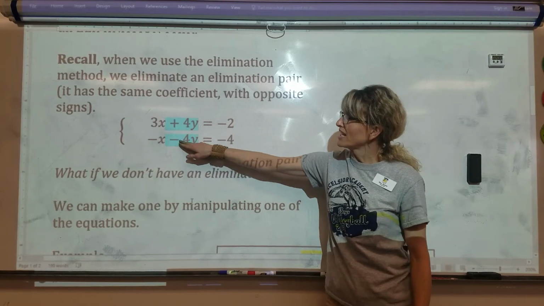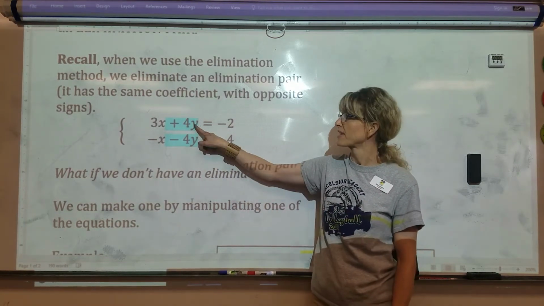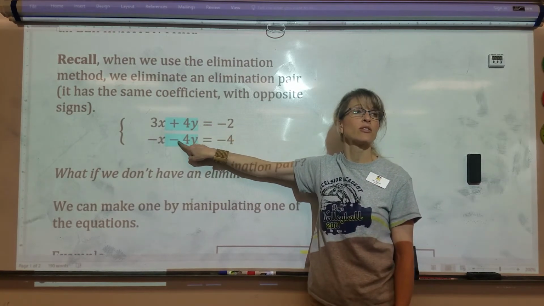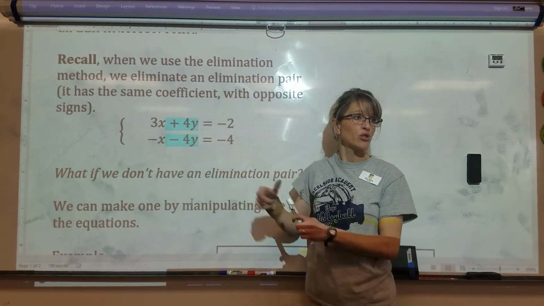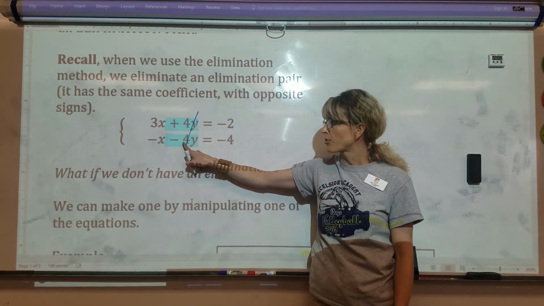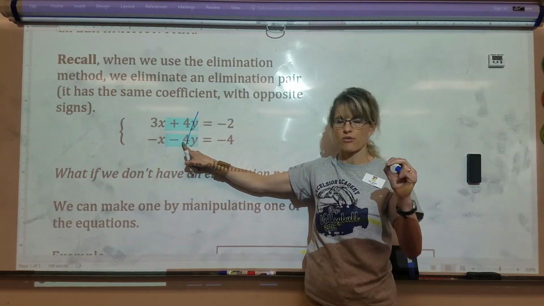Plus 4y and minus 4y, that's an elimination pair. An elimination pair: same variable, same coefficient, one's positive and one's negative. And if I were to add these two equations, I could slash through because positive 4 minus 4 is 0. That's why I can eliminate them, it equals 0.